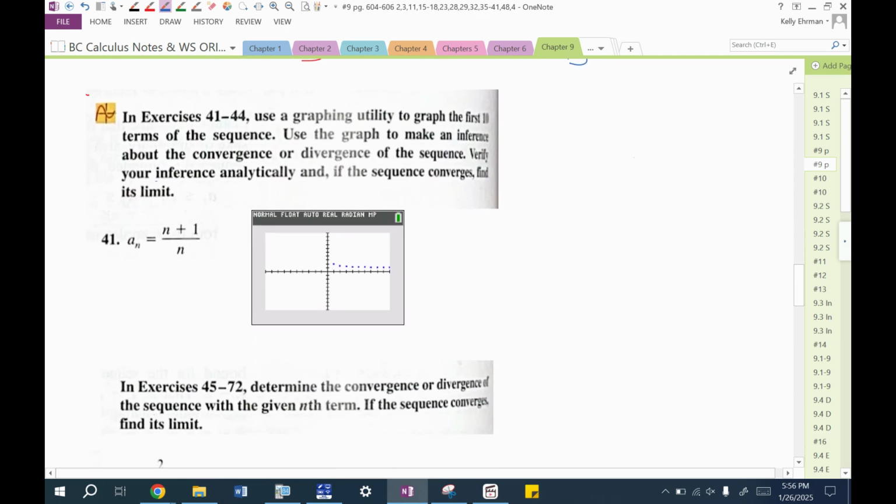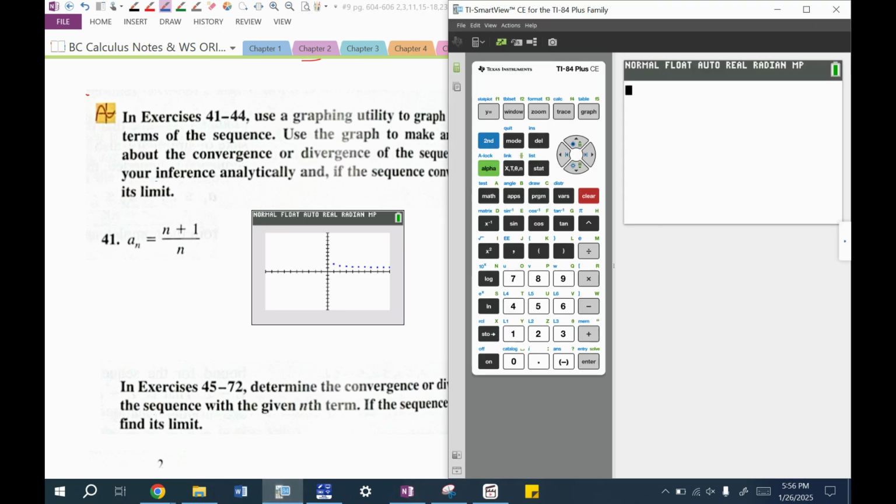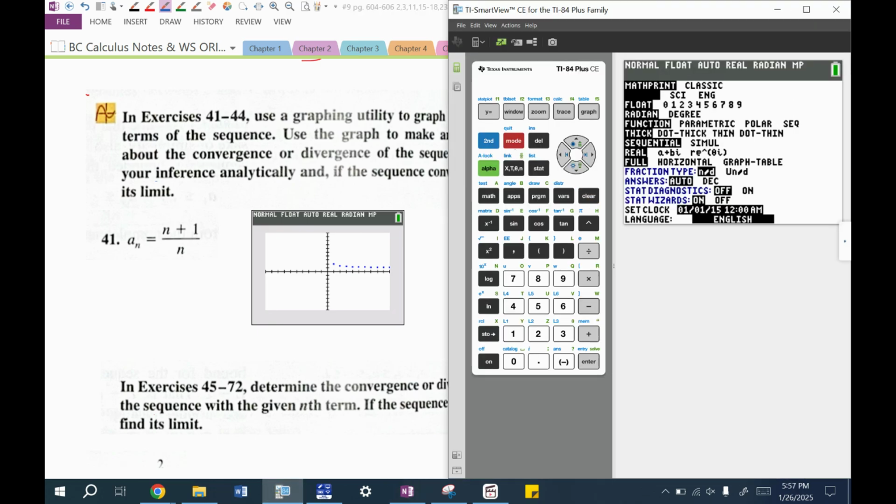Use a graphing utility for this one. Now, you do not have to be able to graph a sequence on the AP exam. You shouldn't have to change the mode of your calculator on your AP exam, but it is kind of cool to see this. So go ahead and press mode and switch to, we're normally in function mode, but switch to sequence.